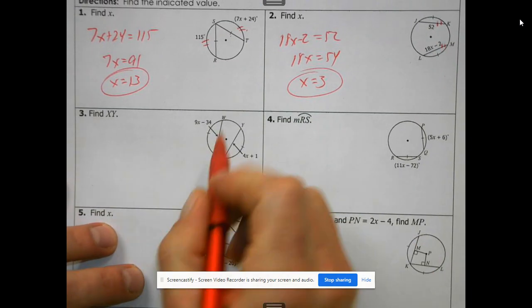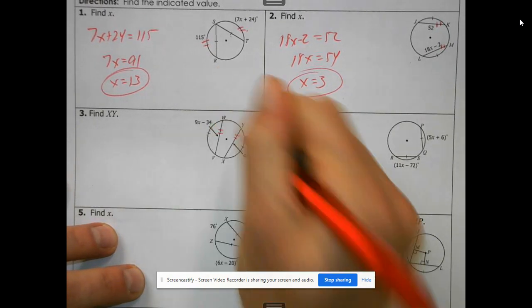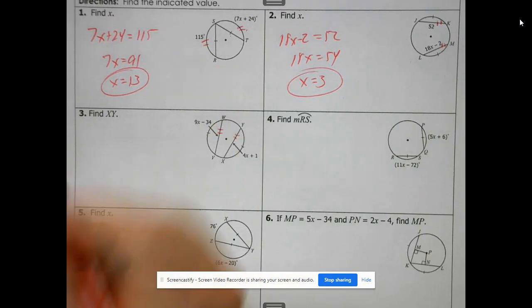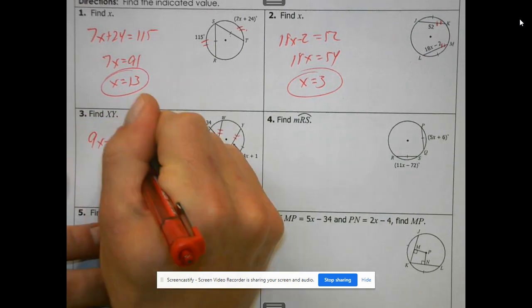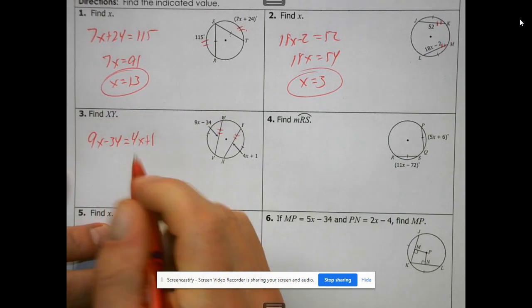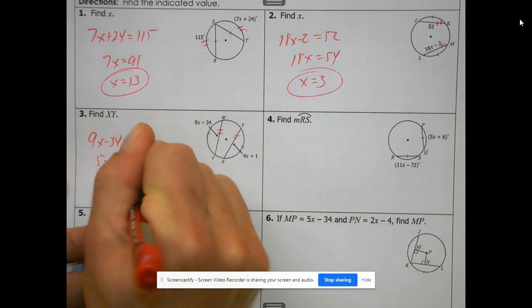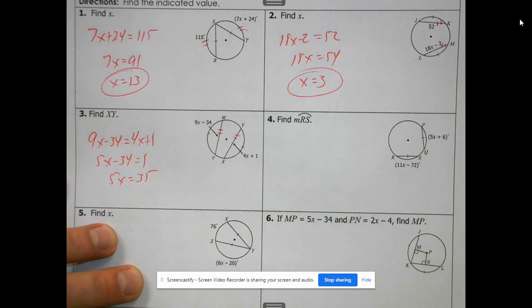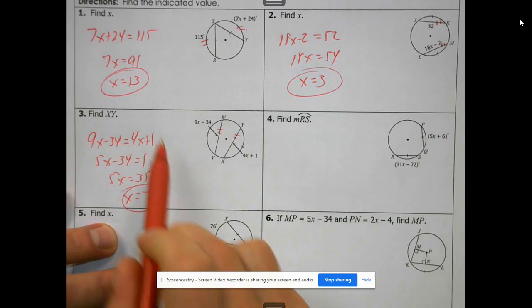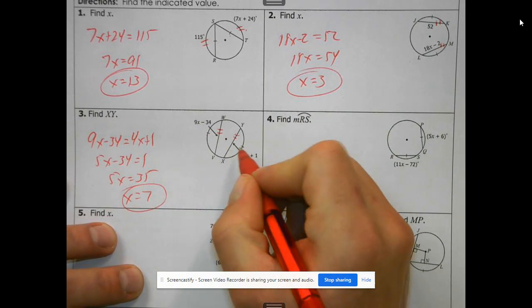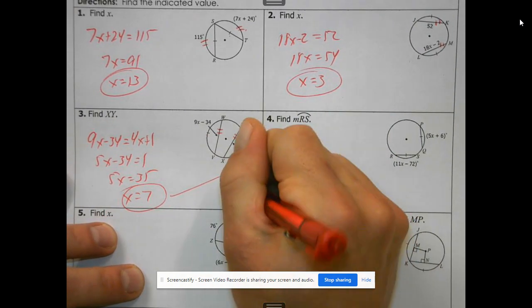Same thing here. If arcs are congruent, chords are congruent. Set them equal. 9x minus 34 is 4x plus 1. Subtract the 4x over. Add 34 over. Divide by 5. X is 7. But then it wants xy, right? So I got to plug it back into xy right there. That comes out to be 29.